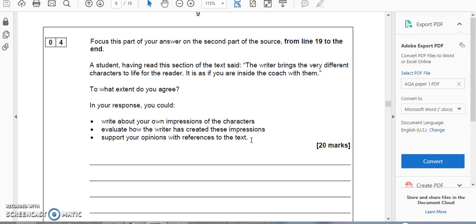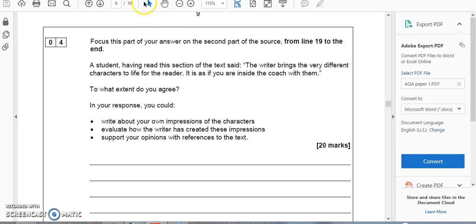So it's all about critically analysing language features and structural features and the impression that the reader gets from the writing. And you can see here you get some bullet points to help you out. So they're expecting you to write about your own impressions of the characters, evaluate how the writers created these impressions, so that's where your analysis of language techniques and word choice comes in, and support your opinions with reference to the text. Please pay attention to these bullet points. If you're not referencing the text, you're not going to get decent marks for this.